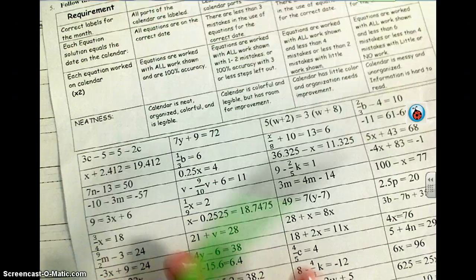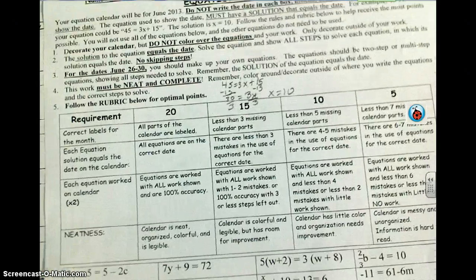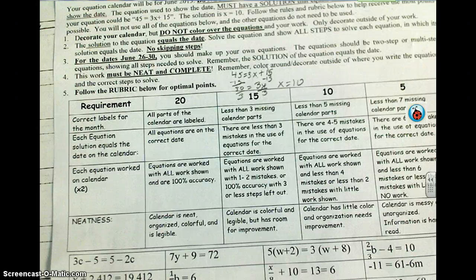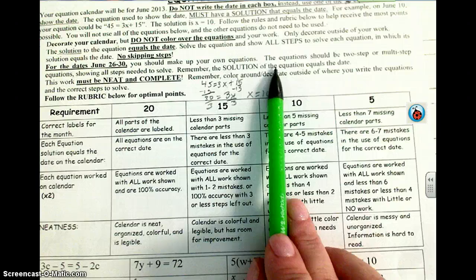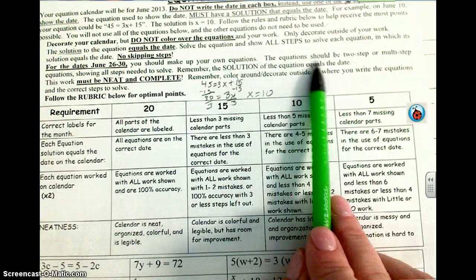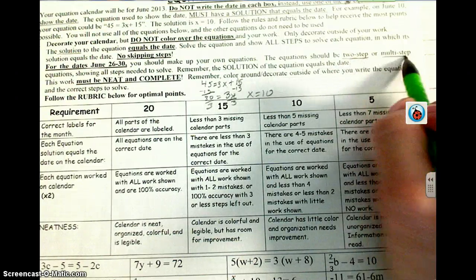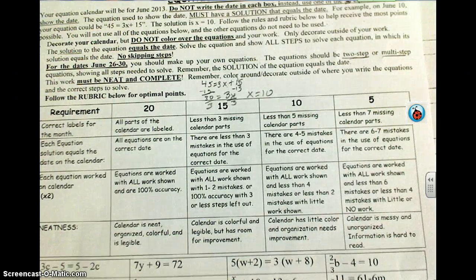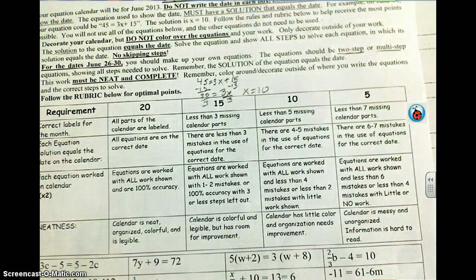You should not have equations at the bottom where the variable equals 26, 27, 28, 29, 30. Instead, you need to create your own equation. The equation you create should be a two-step or multi-step equation, and then show all the steps. Again, the solution of the equation equals the date.